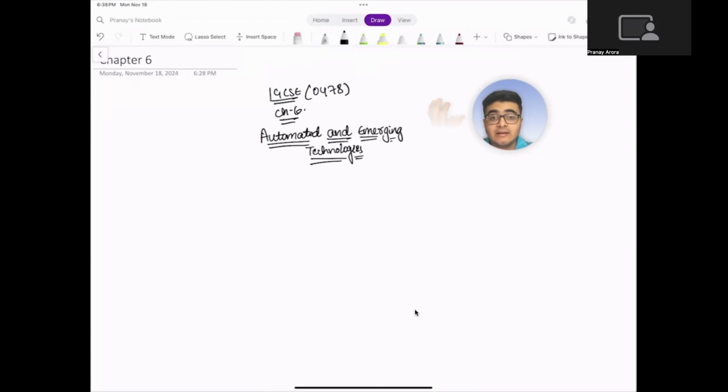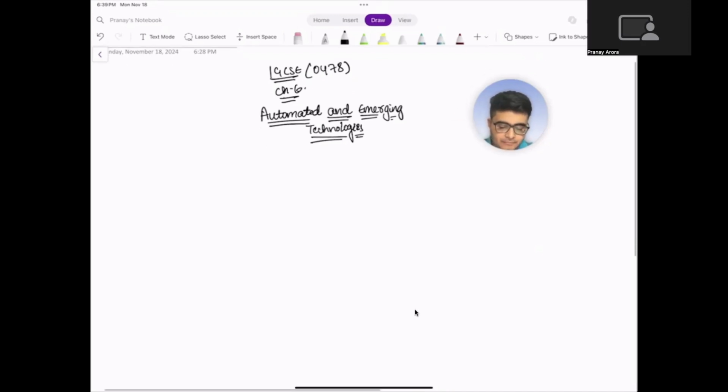Now this is a really important chapter because it has been recently added in the Cambridge papers for computer science, and it talks about all of the latest things going around the world, like AI and other emerging technologies, machine learning and so on. So this chapter focuses on that sector of technology, and since it's pretty new, Cambridge will definitely give you a lot of questions, right?